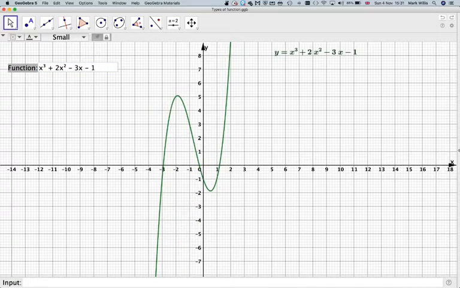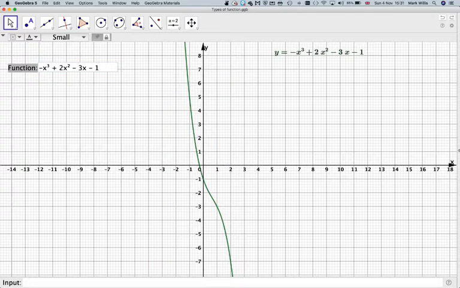Okay, the other sort of thing that could happen with a cubic is that you get a maximum or a minimum. Okay, and the other thing to do is if you change the most dominant thing, which is the x cubed, to minus, then we get another one that goes a bit like that.